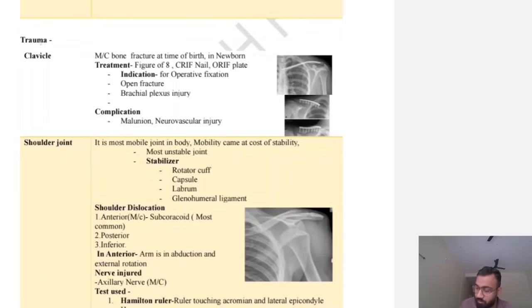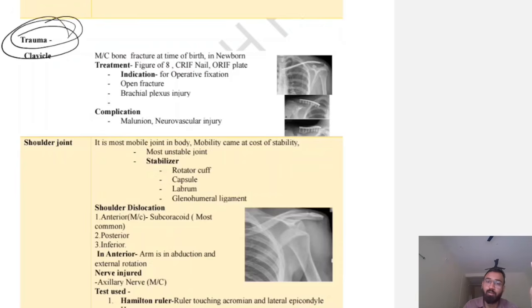So now let's talk about the upper limb trauma. In upper limb trauma, first is clavicle. First we will learn about the clavicle, then shoulder joint, then arm, humerus, then elbow joint, the radius ulna, then wrist, metacarpal, then pelvis, then hip joint, femur, knee joint, then tibia fibula, then ankle joint, then tarsals, metatarsals, and phalanges. Okay, so from trauma, first is clavicle.